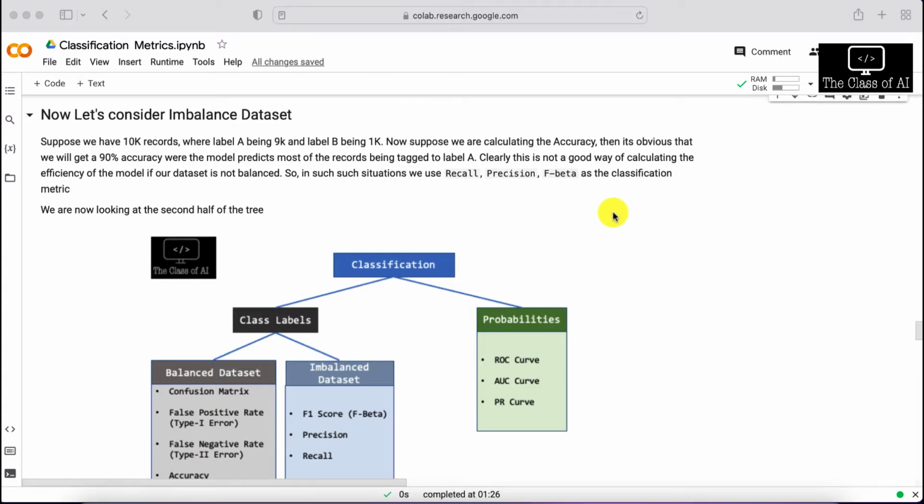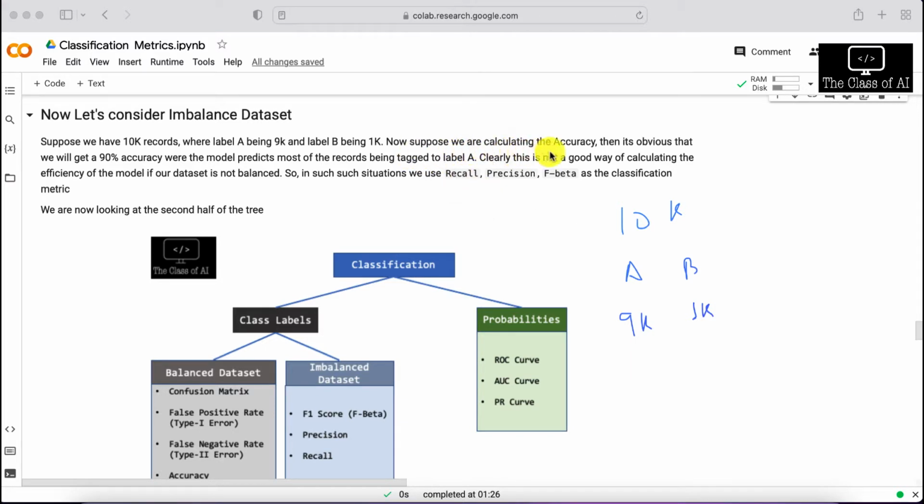Now, welcome to the second part of this classification matrix tutorial, and now we are in the second half of this class label. And imagine that you have an imbalanced data set. So suppose we have 10k records in total, and class A is there and class B is there, and in class A there are 9,000 labels and in class B there are only 1,000 labels, so 9k and 1k, right?